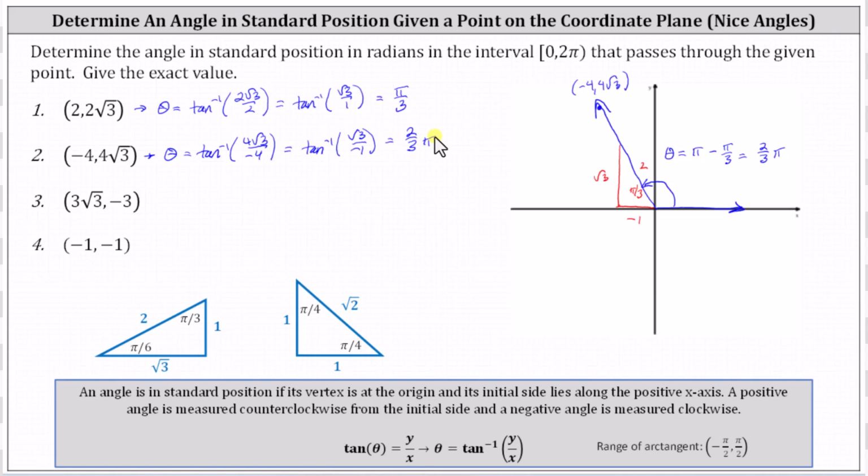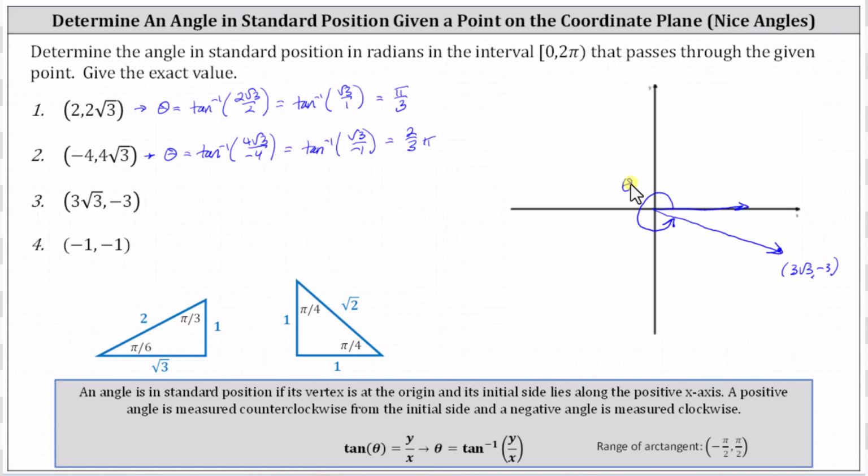So it is important to always make sure the angle is in the correct quadrant as well as in the given interval. Number 3, the point is (3 square root 3, negative 3), which is in the fourth quadrant. Let's say approximately here. Because we're looking for an angle from 0 to 2 pi radians, this is the initial side, this is the terminal side, and we have rotation counterclockwise. So this is the angle theta we're looking for.